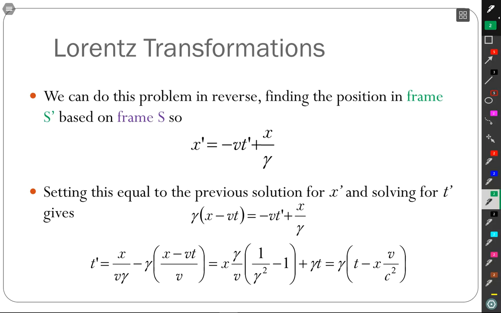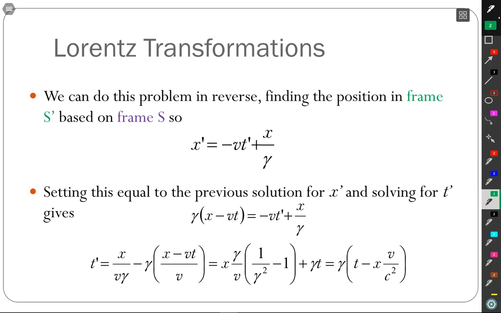All right. Now we're going to reverse it. Now we're going to say, well, what if the person in the prime frame is measuring the position in the unprimed frame? The same principle holds true. It's just that the speed of the prime frame was considered positive, so the speed of the unprimed frame we're going to consider negative because they're equal and opposite directions. So we have x prime equals minus vt prime plus x over gamma. Remember before we had x equals plus vt plus x prime over gamma. So we switched where the primes are because we're changing reference frames, and with changing reference frames, we had to put the minus sign here in front of the v.